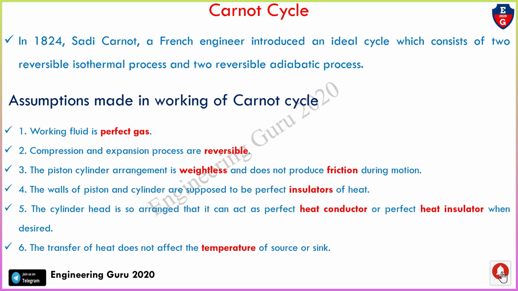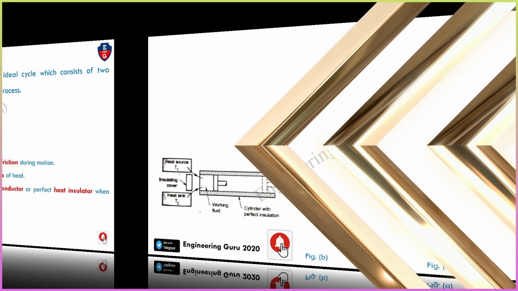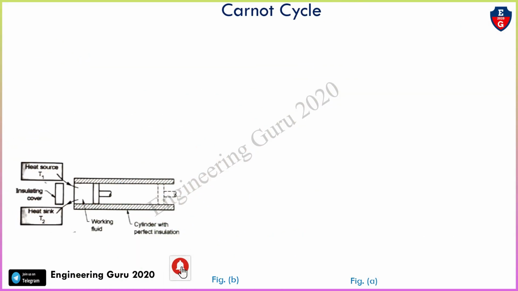In the exam, the question may be asked, write down the assumptions of the Carnot cycle. So you should remember this. Now focus on the main part, that is, the following are the four processes in the Carnot cycle. Now let's see one by one.